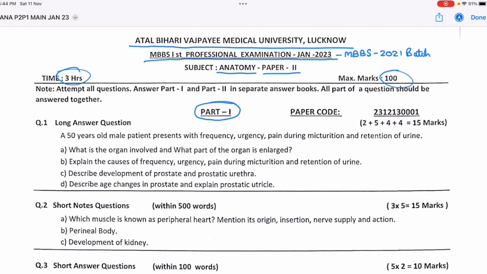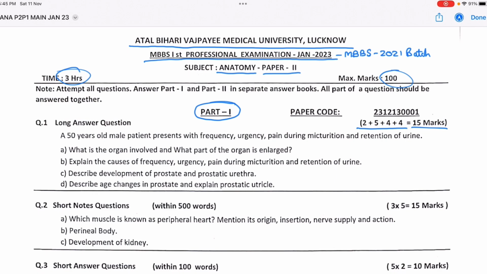So the first question here is a long answer question. This is a clinical question with 4 subparts. I suggest that you also have a look at the proportion of marks given to each of these subparts so that you can write accordingly. That gives you an idea of how much you have to explain in that particular subpart. So in total it was of 15 marks.